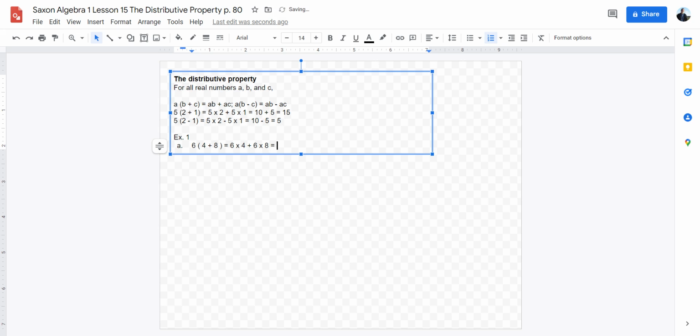Okay? 6 times 4 is 24. 6 times 8 is 48. So we're going to have 24 plus 48. This is going to equal, what is that, 72? And let's just see if this would have worked out the same way before. Well, if I did 4 plus 8 first, it would have been 12. 6 times 12 is 72. So we got the exact same thing either way.